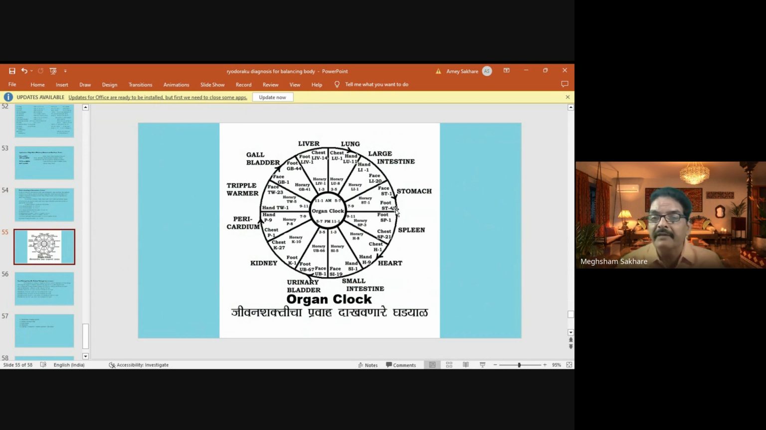7 to 9 a.m. the energy is in the stomach channel. 9 a.m. to 11 a.m. the energy is in the spleen channel. Then 11 a.m. to 1 p.m. the energy is in the heart channel. 1 to 3 p.m. small intestine, 3 to 5 p.m. urinary bladder, then kidney, pericardium, triple warmer, gallbladder, liver.